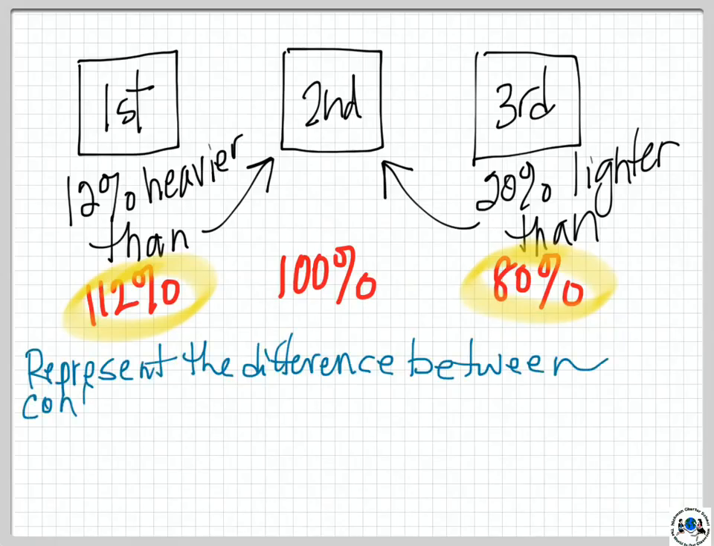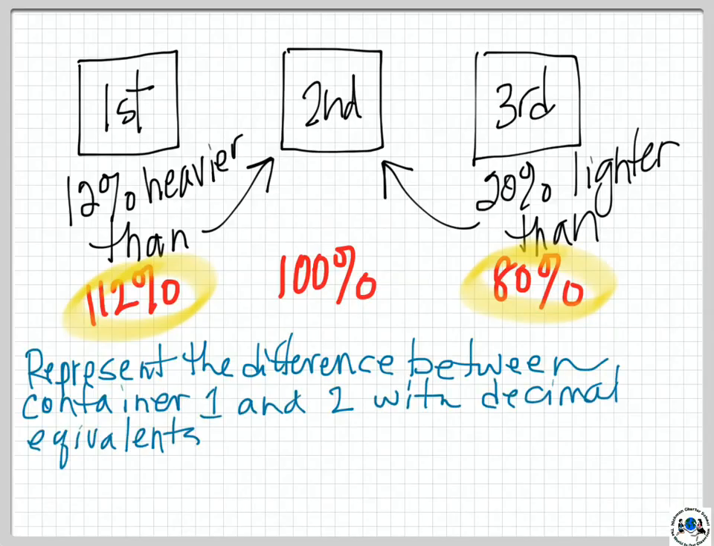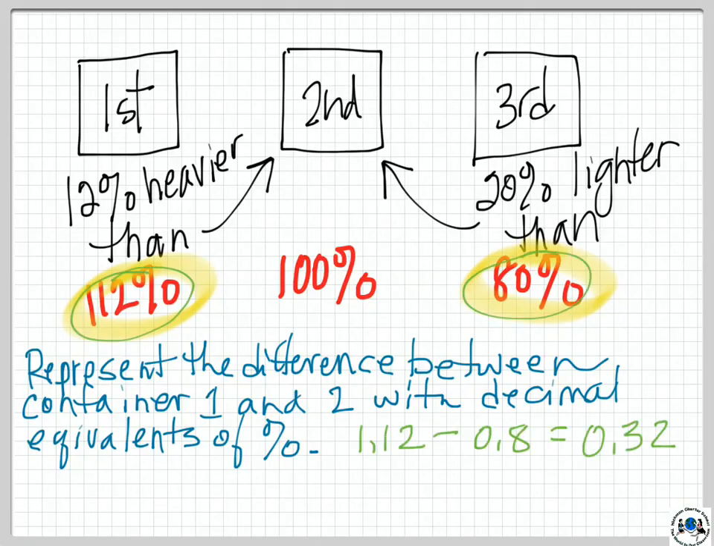Now we want to represent the difference between container 1 and 3 with the decimal equivalents of the percentages. So 112% is going to be 1.12. Take away 80%, which is 0.8. We are left with 0.32.